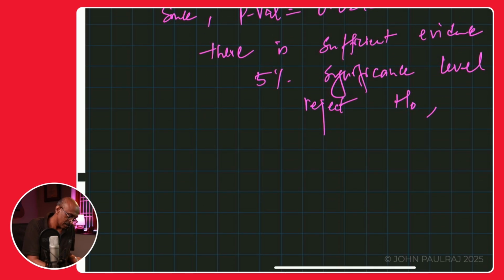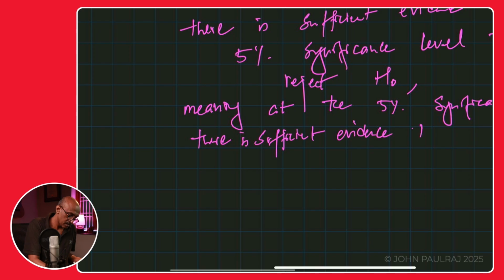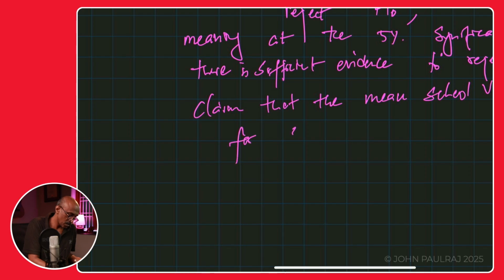So we say, meaning, at the 5% significance level, there is sufficient evidence to reject the claim that the mean school value added for school A and school B are equal or the same, either way.